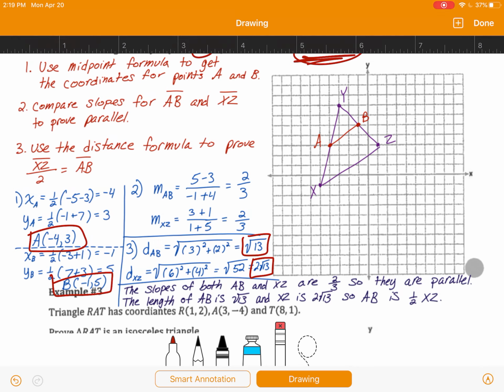The first sentence is saying that the slopes of both AB and XZ are the same number. That means they have to be parallel because parallel lines have equal slopes. And then the second one is saying that the lengths of the two, you can compare them, and one of them is double the other. So that's proving this statement right here. Okay, and when you explain, if you want to bring the numbers into your sentence, if that helps you prove your point, then bring them in. Okay, if it helps you explain it, definitely use it.